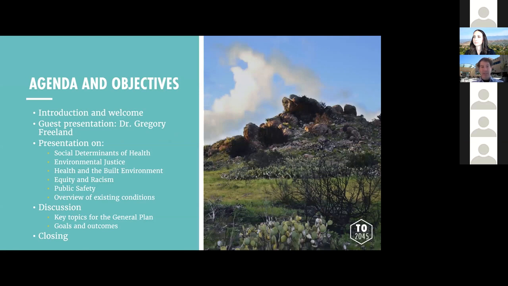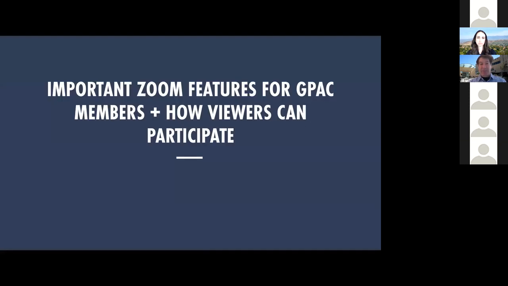Our agenda and objectives tonight for this meeting, after a brief introduction and welcome and instructions on how to use Zoom, we are going to have a guest presentation by Dr. Gregory Freeland of CLU, who's an expert on environmental justice. After that, I will follow up with a presentation on existing conditions information on health and environmental justice, and also background to bring everyone onto the same page about topics such as the social determinants of health, environmental justice, health in the built environment, equity and racism, and then a little bit on, again, existing conditions. After that, we're going to have questions and then a discussion.